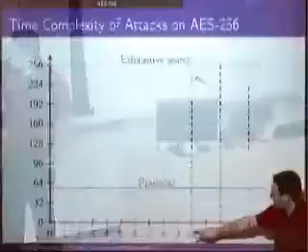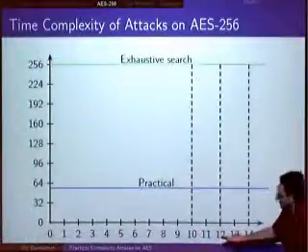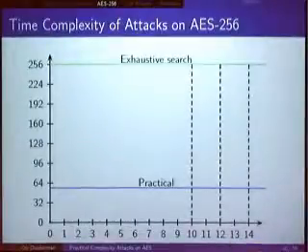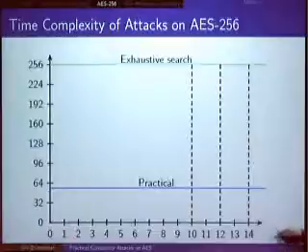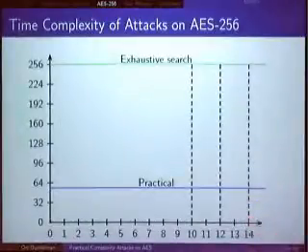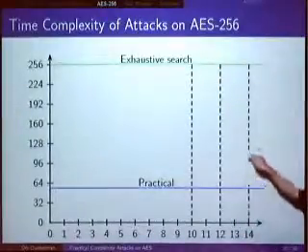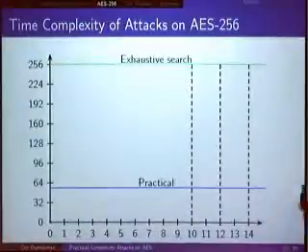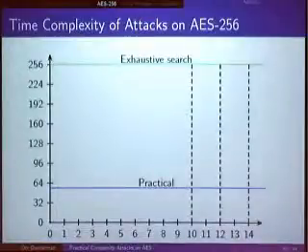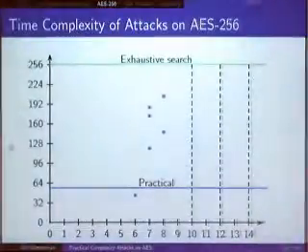To remind you, AES has 3 variants: 128-bit key, which has 10 rounds, 192, which has 12 rounds, and 256, which has 14 rounds. So this is the number of rounds of the attack. This is the time complexity. This is the practical borderline. This is the exhaustive search. And this is, of course, a logarithmic scale, because otherwise we would need a few floors extra.